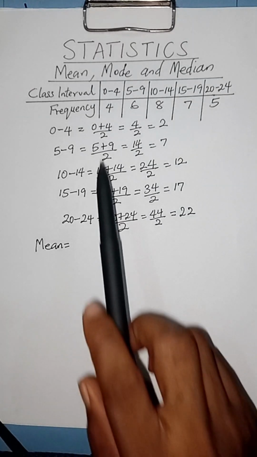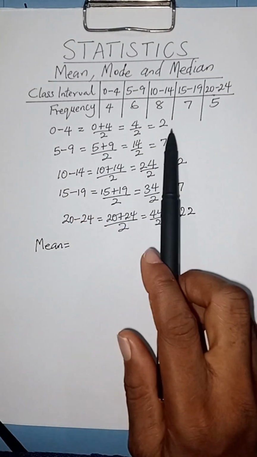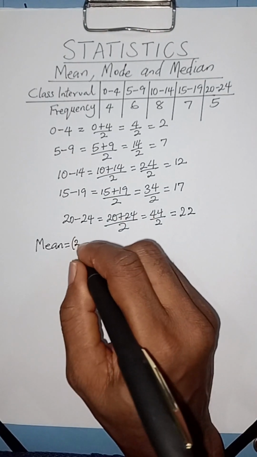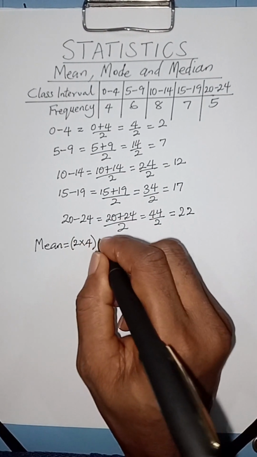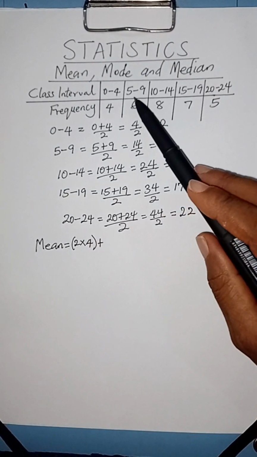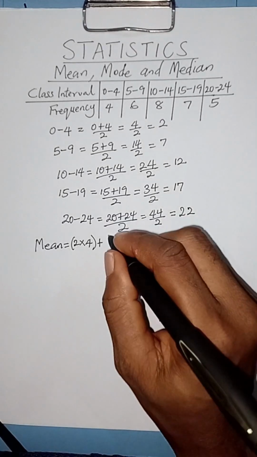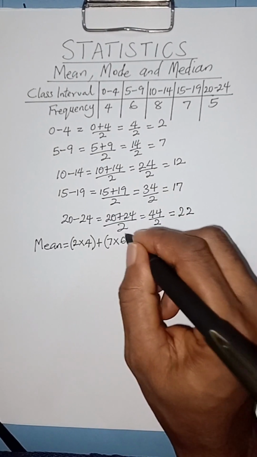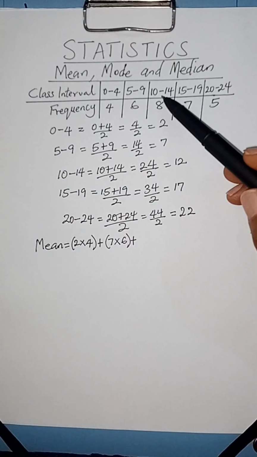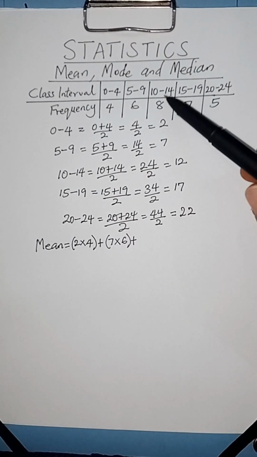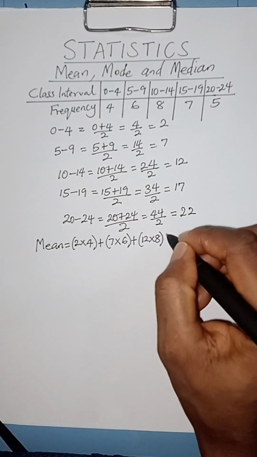Now, in this case, our mid value for the class interval 0 to 4 is 2. I'll use it to multiply the frequency. So open a bracket for 2 multiply 4, close the bracket, plus. The next interval from 5 to 9 is 7. So 7 times 6, open a bracket for 7 multiply 6, plus. The next interval is 10 to 14, and remember, we got the mid value as 12. So 12 times 8, or 12 multiply 8.